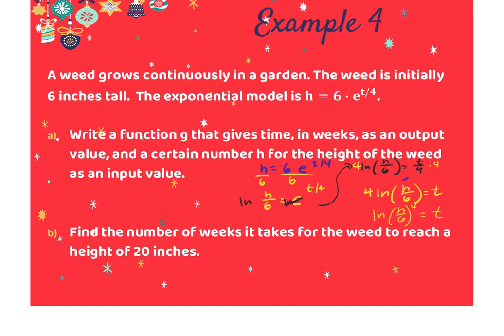So 2 choices. On the first one, how would I find it? Like on my initial, what would I do? Just plug in h, I would set it equal to 20, right? So I could say 20 equals 6 times e to the t over 4. And on what I just found, I would plug it in. ln of 20 over 6 to the 4th.